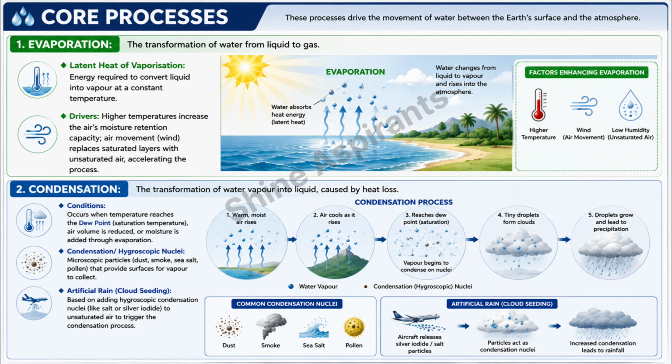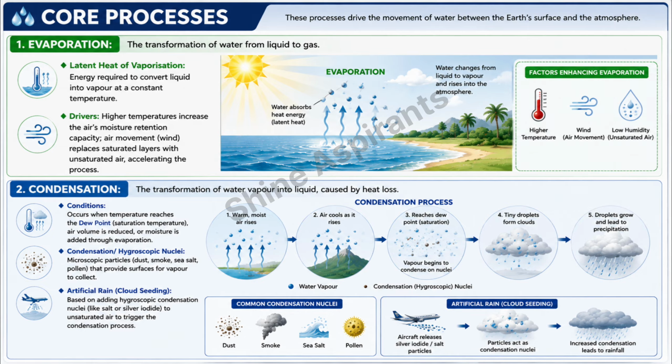Condensation: transformation of water vapor into liquid caused by heat loss. Conditions: occurs when temperature reaches the dew point, the saturation temperature, air volume is reduced, or moisture is added through evaporation. Condensation and hygroscopic nuclei: microscopic particles, dust, smoke, sea salt, pollen that provide surfaces for vapor to collect.